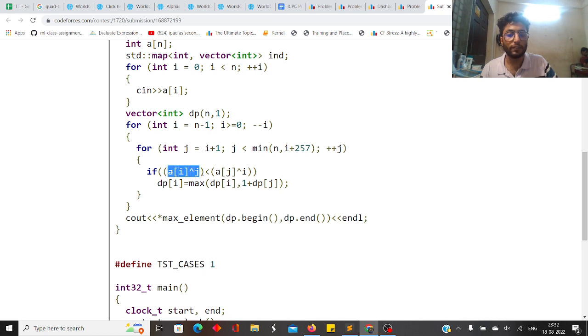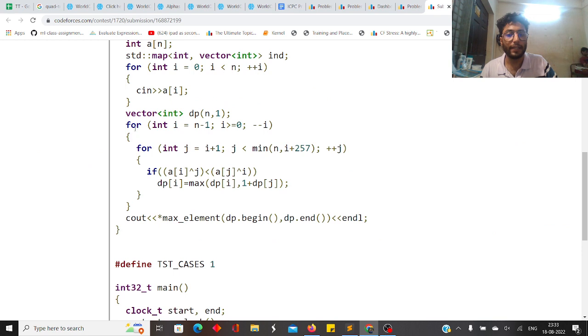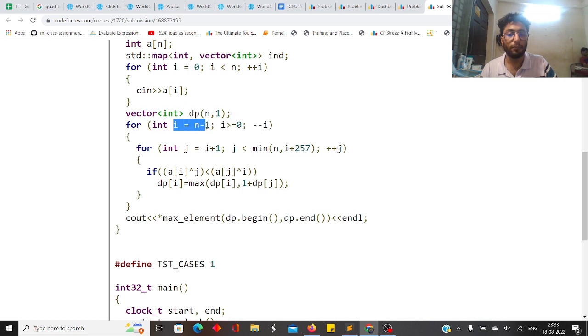So I say A[i] XORed with j, where A[i] is the value at position i, and since I have to consider only an increasing subsequence, I take this i as the last element of the subsequence I'm considering right now, and I try to extend this subsequence by another element. So I take a dynamic programming approach. Right now I'm working with array element i, and I try to see if I can extend this subsequence by any other element or not. I try out all the possible values of j from i plus 1 up till the minimum of n and i plus 257, and I check whether my condition is still satisfied or not.